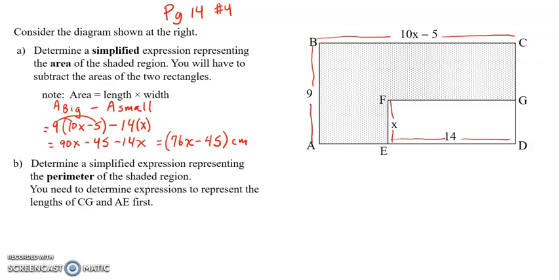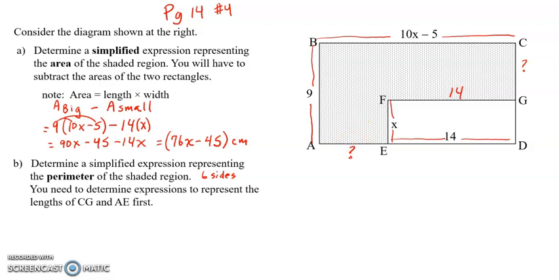When I get to the second part, though, it's a little more complicated because we have to look at the perimeter of the shaded region, which is going to be 6 sides. And the problem is there are 2 sides that are missing. We don't know the length of FG, and we don't know the length of CG. Actually, we do know the length of FG when you think about it, because that's going to be 14. And the length of AE is the one that we don't know. So how do we go about finding these things?